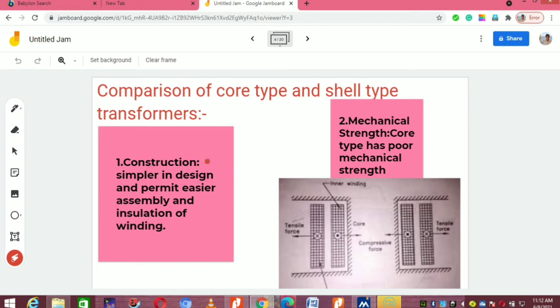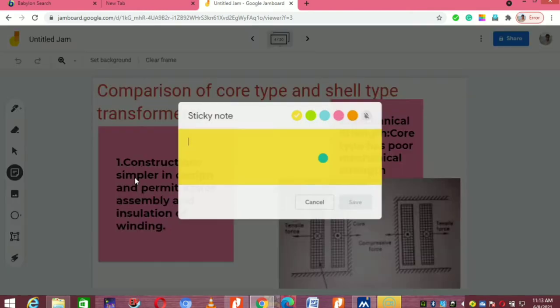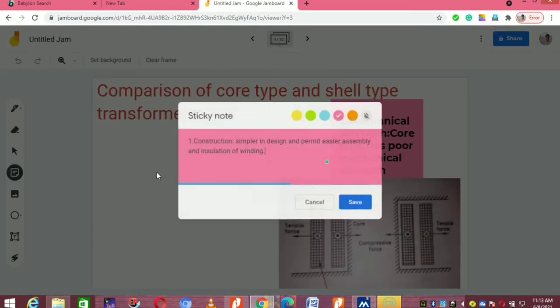The core type transformer, first we are discussing about core type transformer. Core type transformer is simpler in design and permits easier assembly and installation of winding. So in case of core type transformer, the design is very simple, and it permits easier assembly of the insulation also.